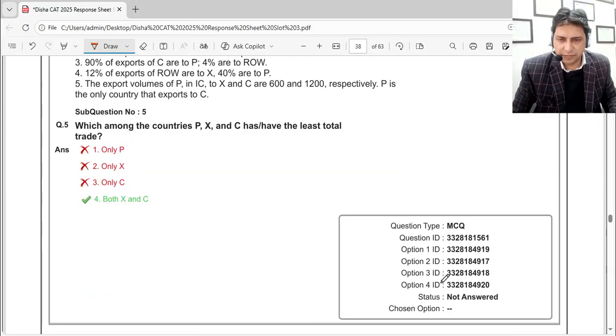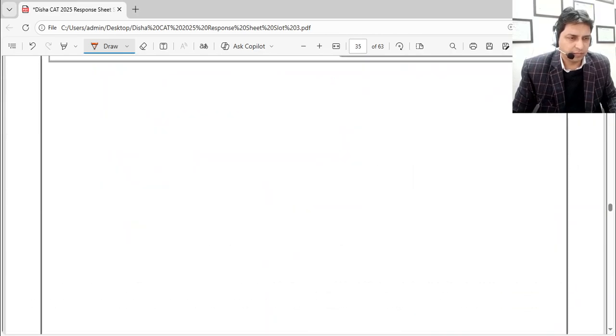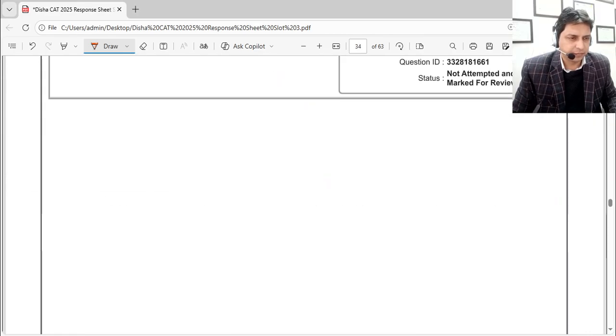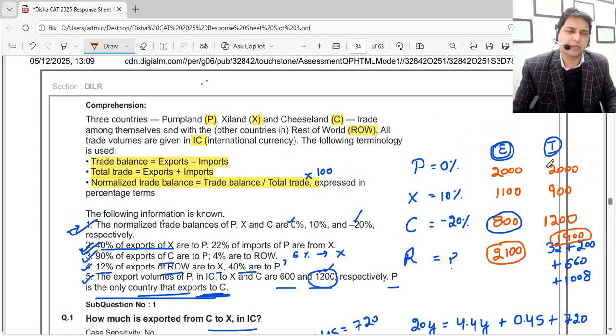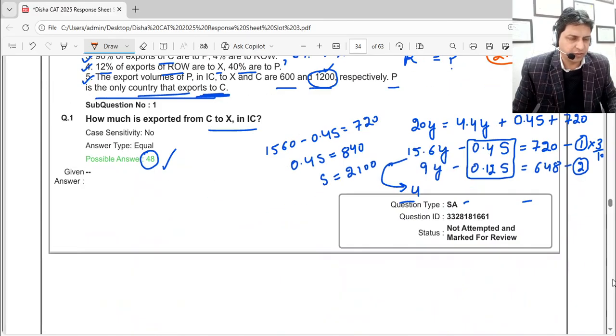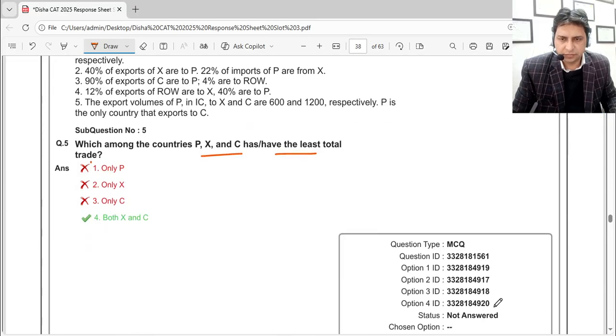The last question, I believe. Which among the countries P, X and C have the least total trade? That means we have to add export plus import, the total trade. So for P it is 2000 plus 2000, 4000, 2000 for X, 2000 for C. X and C both have the minimum, that is 2000 each. So both X and C, that is the answer.